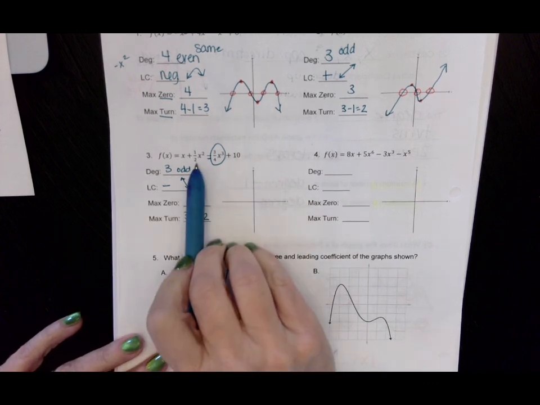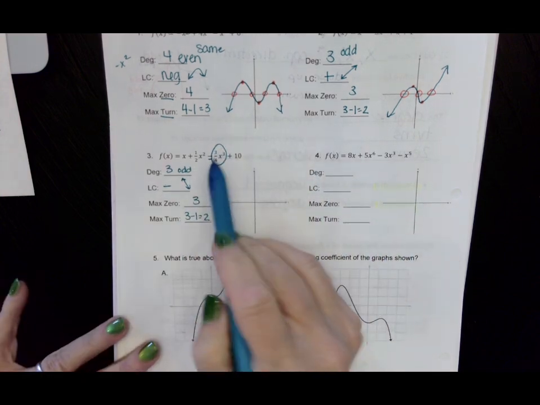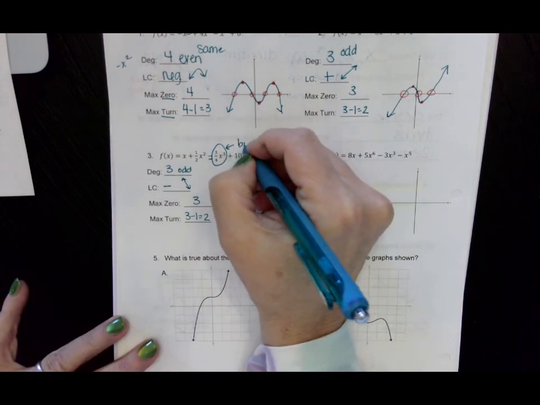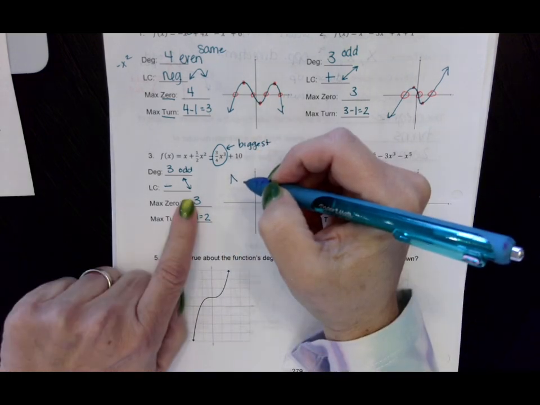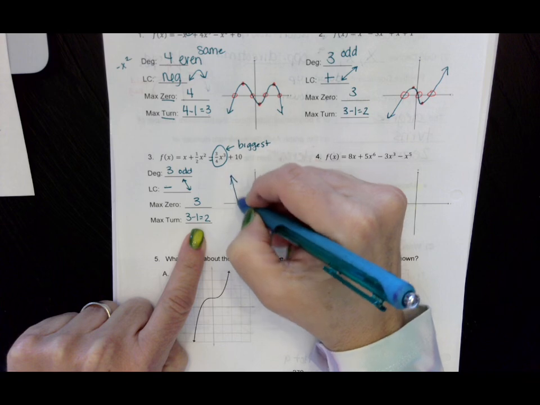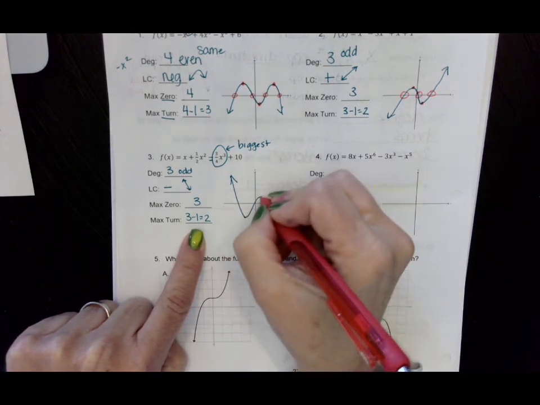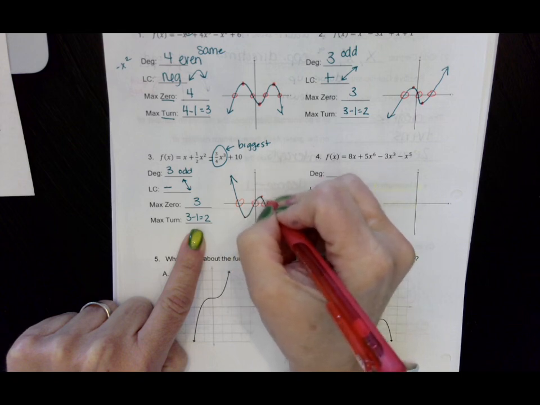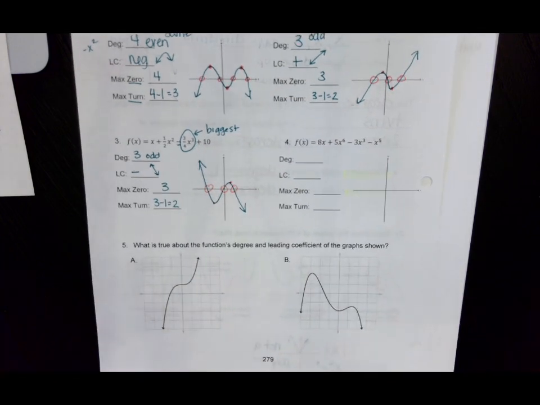Okay, now the fact that this is a fraction and has an x squared and all of that, that doesn't matter. We're just looking for the biggest exponent. All right, so I'm going to start here. Here's my end behavior. I'm going to end here. I can have 2 turns, 1, 2. Right, so here's 1 turn, here's 2 turns, and I have 1, 2, 3 zeros.